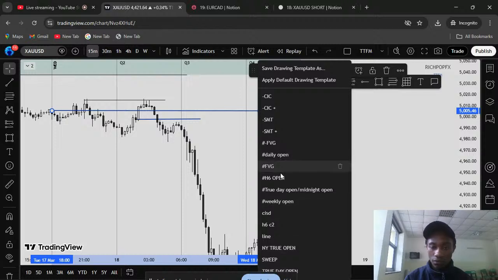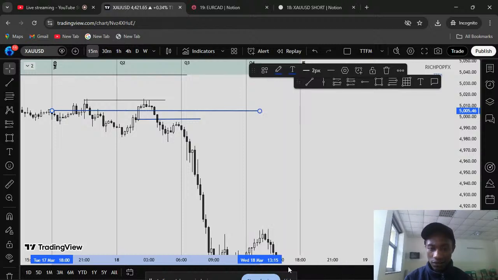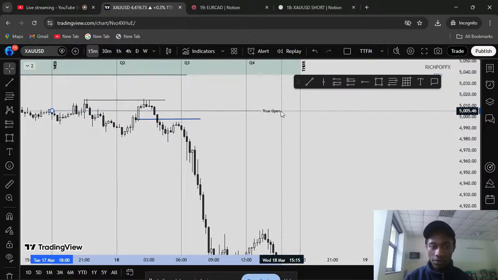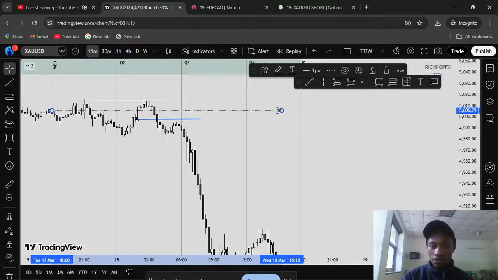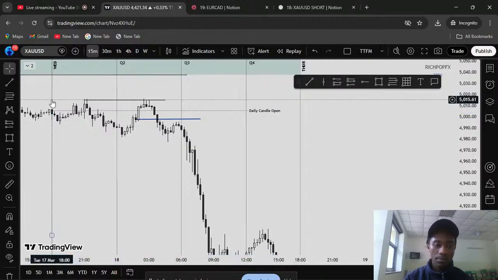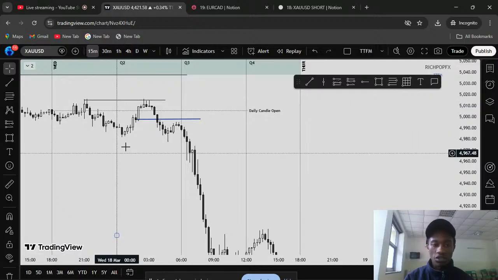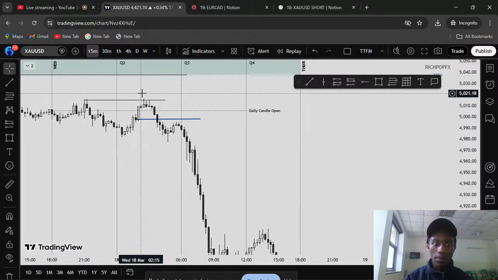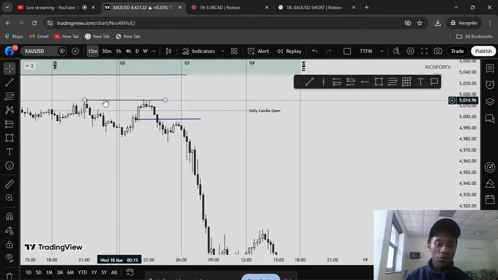I mean, wait, where is the candle open? I can use this today's open, but today's open is midnight. That's midnight, but I also use midnight, no problem. Daily candle open. So this is where we open at 18:00. And then I just want to see trading above the daily open, and we sweep this Asia high.